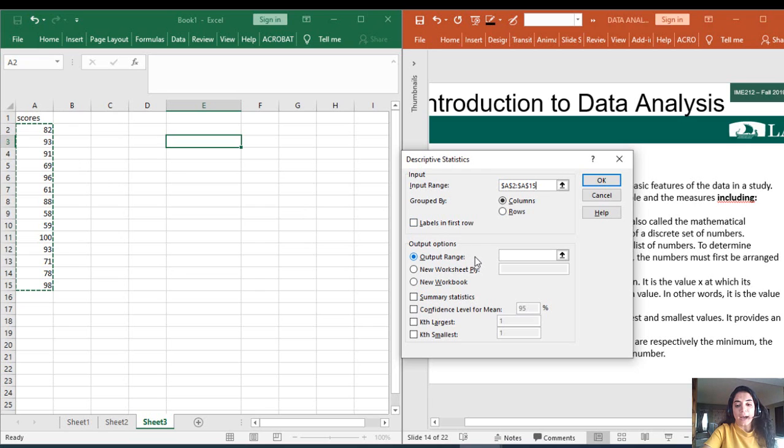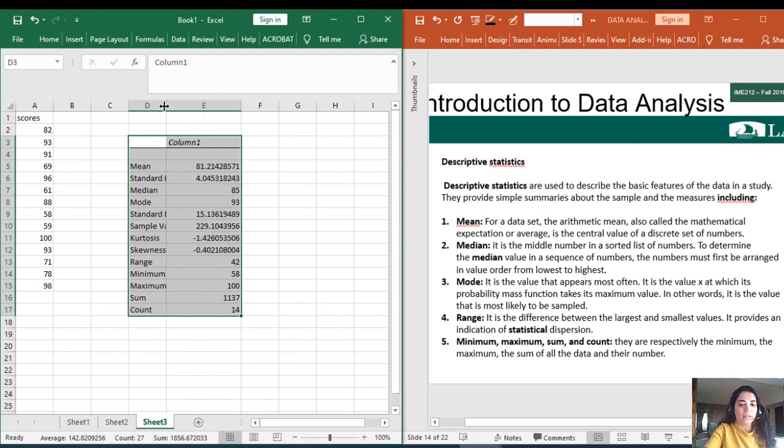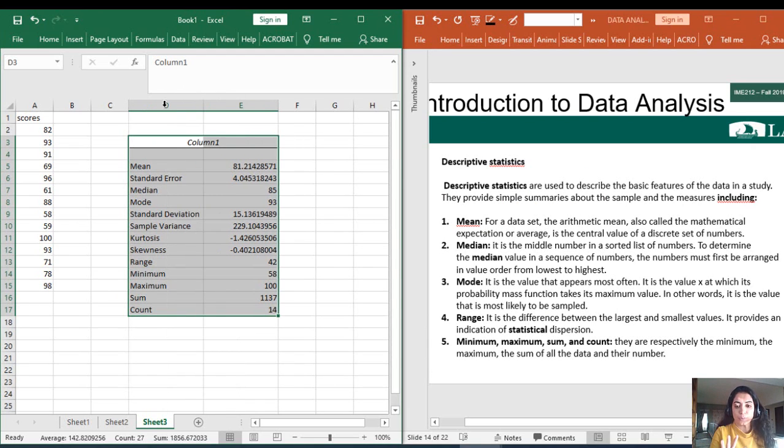Now for the output range, of course you can select a new worksheet if you're gonna put your descriptive statistics in a new sheet, or a new workbook if you're gonna put it inside a new Excel book. But I'm gonna select the output range, and then I have to indicate any cell here, and then I have to select Summary Statistics and click on OK. So I have here a summary of the descriptive statistics, including mean, standard error, median, mode, and so on. I'm going to explain each one apart and how to find it using this PowerPoint.